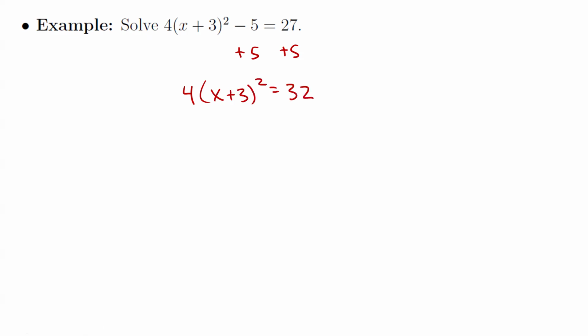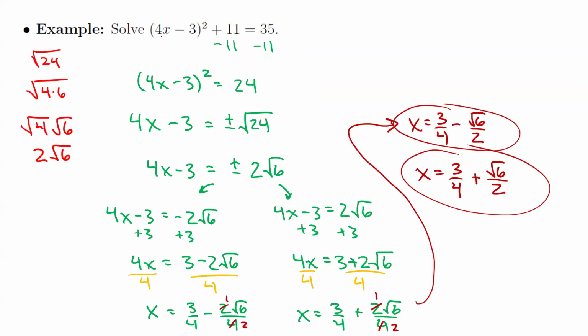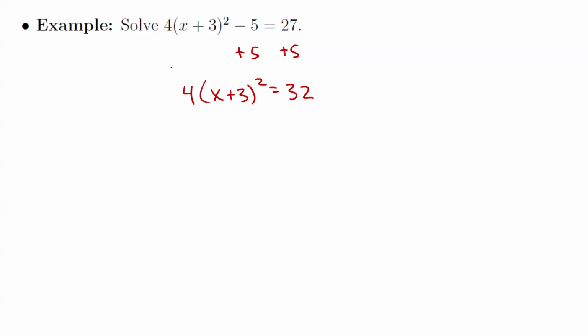And something that I just want to contrast with the previous example. Here I have 4 outside of the parentheses that are being squared. In the last problem, the 4 was inside. So when I got to this point, 4x minus 3 squared, that's when I applied the square root property because that 4 was trapped in those parentheses. However, here, I'm not ready to apply the square root property yet because the 4 is outside of what's being squared. So I'd want to divide by 4 on both sides before proceeding.